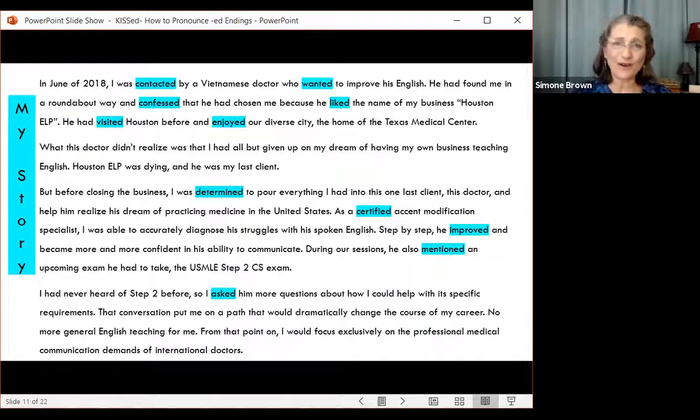I had never heard of Step 2 before, so I asked him more questions about how I could help with his specific requirements. That conversation put me on a path that would dramatically change the course of my career. No more general English teaching for me. From that point on, I would focus exclusively on the professional medical communication demands of international doctors like you.